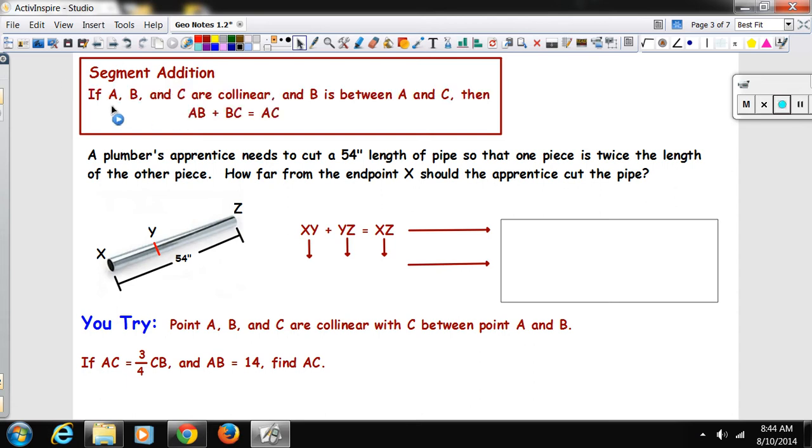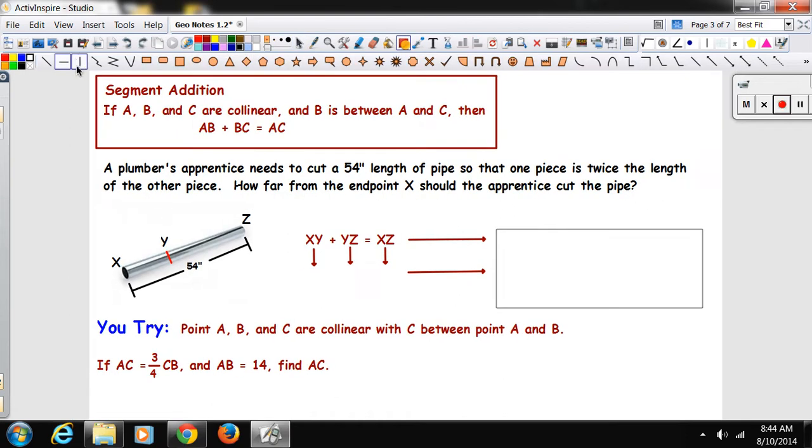Segment addition: if A, B, and C are collinear. Now from last section, you should remember what collinear means. Co means together, and line means on the same line. So they're together on the same line. They're collinear, and B is between A and C. So let's draw that. Let's just get a little visual in our head of what we're looking at here. Let me draw a line here, and let me make 3 points on that line.